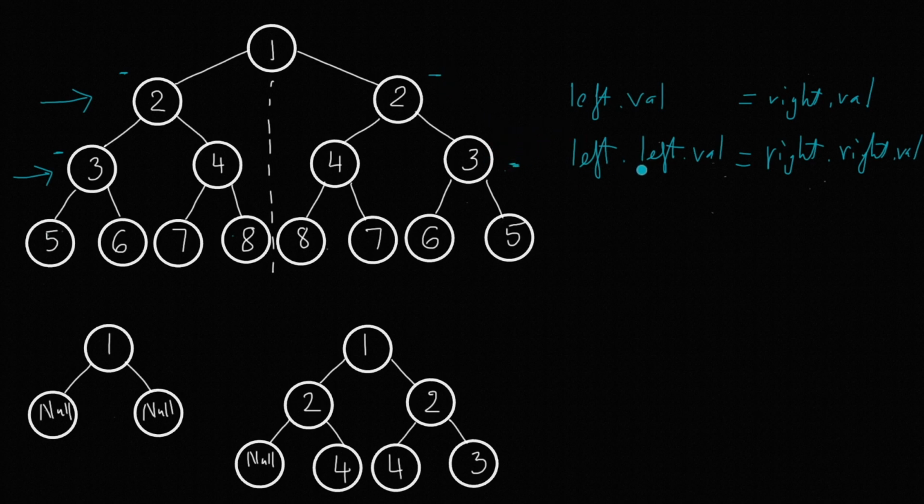If they're equal to each other, we move on to the next pair. The next pair is this node and this node. In terms of code, that would be left.right.val equal to right.left.val. After we're done with this level, then we can move on to the next level.